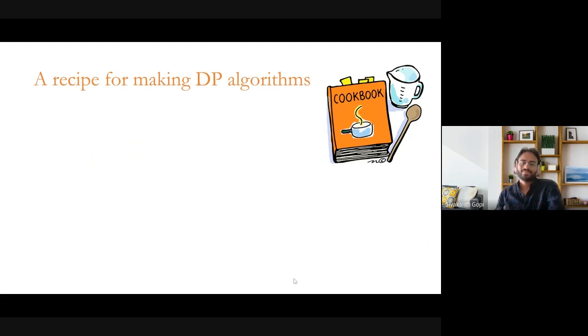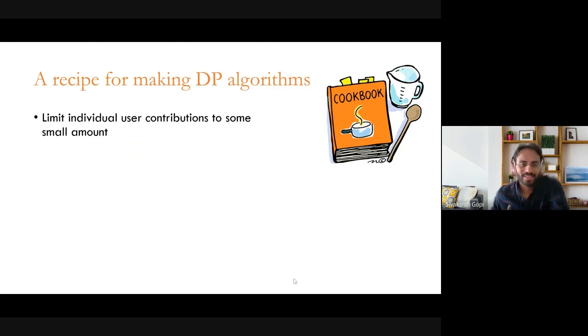Okay, so let me start with a very simple recipe for making any algorithm DP. This is very cartoonish, but the first thing is you limit user contributions to some small amount. You don't want one user to contribute too much data to the algorithm, so you somehow want to control how much each user is contributing to the algorithm. And then the second point is you add some noise to mask these user contributions. These are the two main things in any DP algorithm.